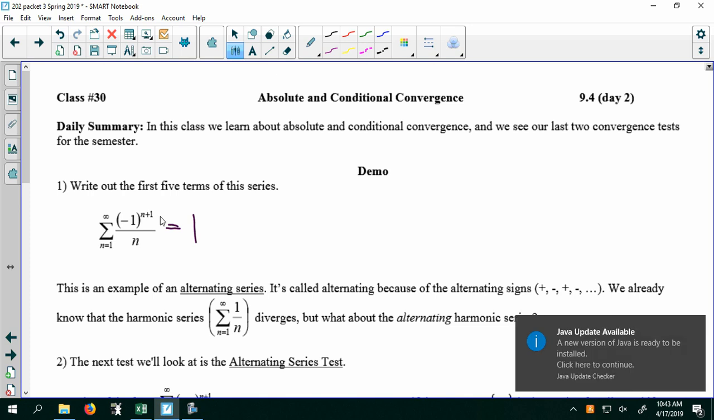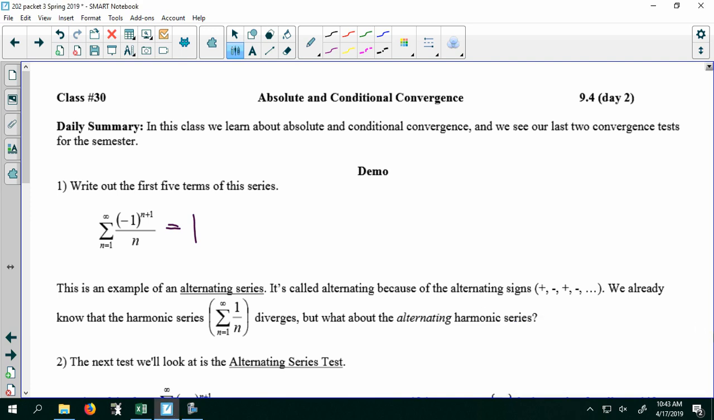All right, now I'm going to plug in n equals 2. So if you plug in n equals 2, the denominator is 2, right? And the exponent is going to be 2 plus 1, which is 3. And -1 cubed is -1. So there's a 1 over 2, but this is negative because of the negative sign.